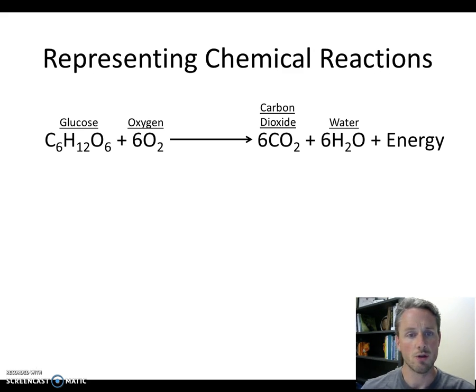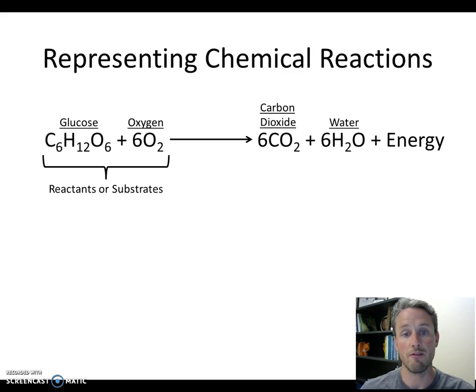Okay. So there are a couple important terms I want you to know anytime you look at one of these chemical reactions. The first is that we have specific names for the things that go into a chemical reaction. The things before our arrow we call either the reactants or the substrates. Those two words mean the same thing. Reactants or substrates are the stuff that goes into our chemical reaction.